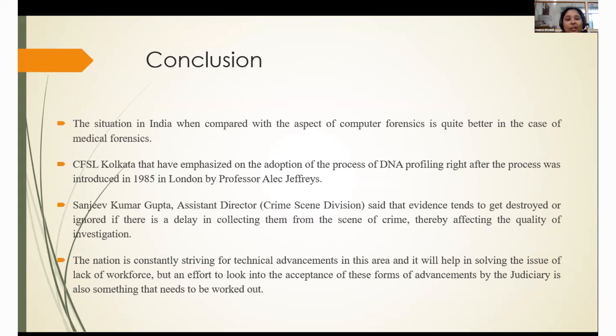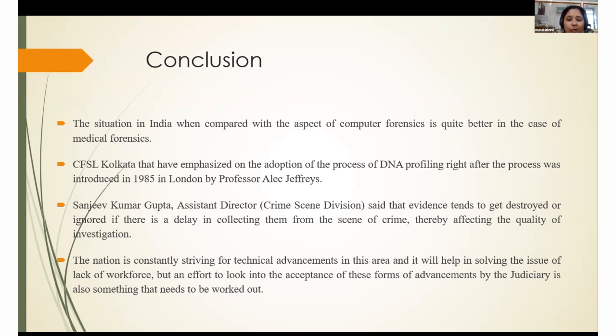So, concluding with forensic medicine as far as India is concerned, we need good forensic experts with respect to medical forensics. It's not only that the person should be a good professional or practitioner, but the person also needs to be a good expert in computers. The Central Forensic Science Laboratory in Kolkata emphasizes that there must be a proper process of DNA profiling, which was done in 1985.